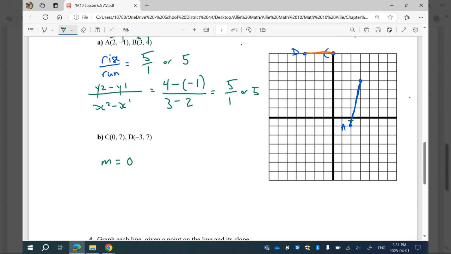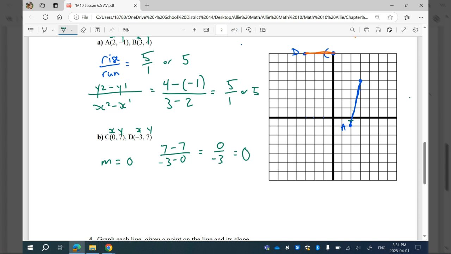You could, if you want, use our other formula, y2 minus y1. So we could go 7 minus 0 over -3 minus 7. Have I done this right? No, I haven't. That doesn't look right. So here we go. Here's our x, here's our y, here's our x, here's our y. Now we got 7 minus 7, that makes sense, over -3 minus 0, which ends up with 0 over -3, which is 0.